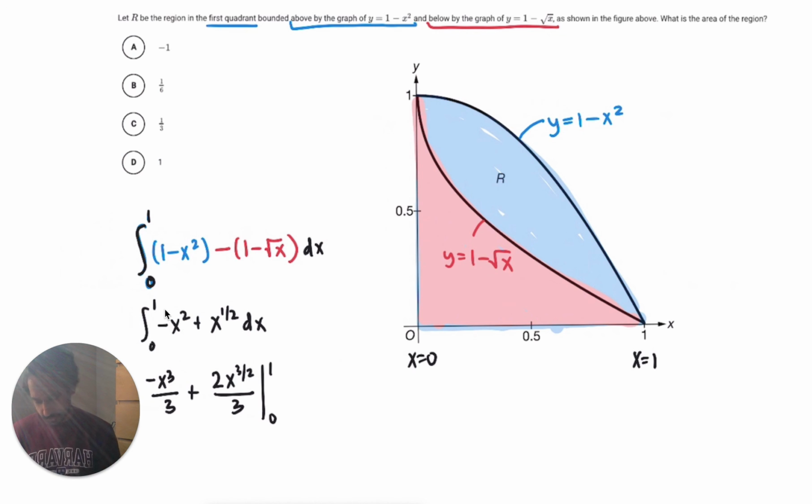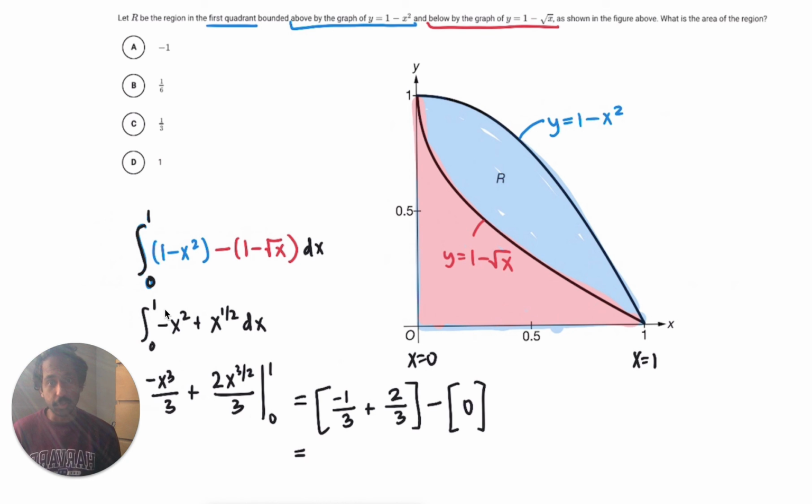We're going to evaluate this integral. I plug in those ones. So I get negative 1 cubed, which is just 1, over 3. Plus 2 times anything, 1 to the power of anything is just going to be 1. So 2 times 1 will give us 2 over 3. And then we subtract, we plug in 0. When we plug in 0 into each of these, we're just going to get 0. So we get negative 1/3 plus 2/3, which is going to give us positive 1/3.